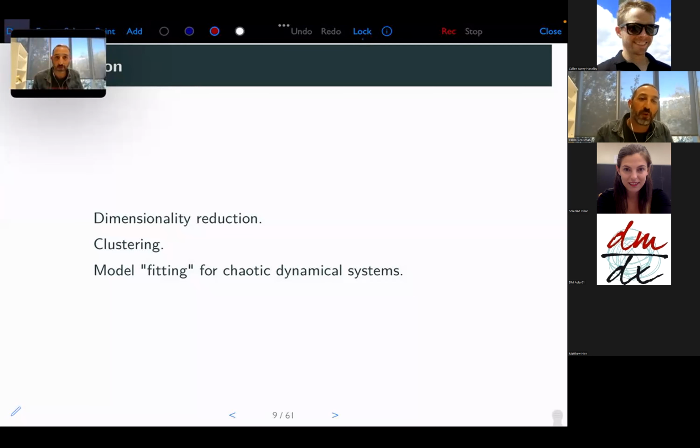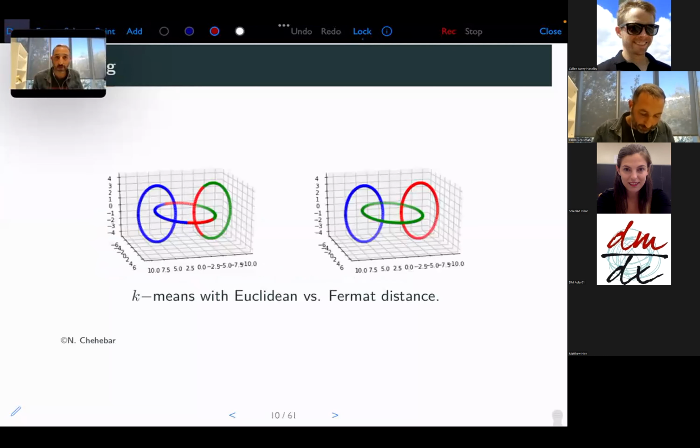What does it mean to fit a chaotic dynamical system? So it sounds like something which doesn't make sense at all. So here is one example.